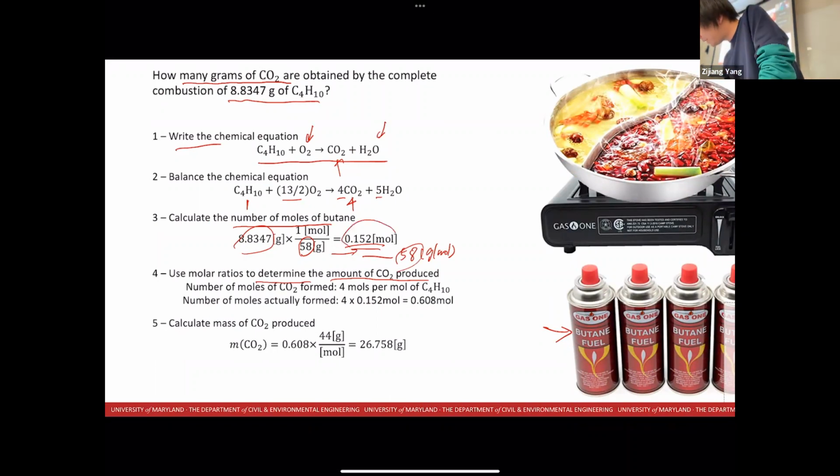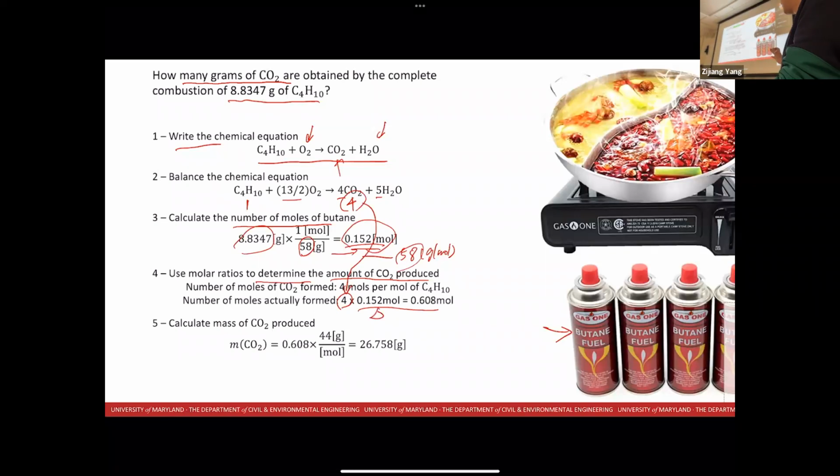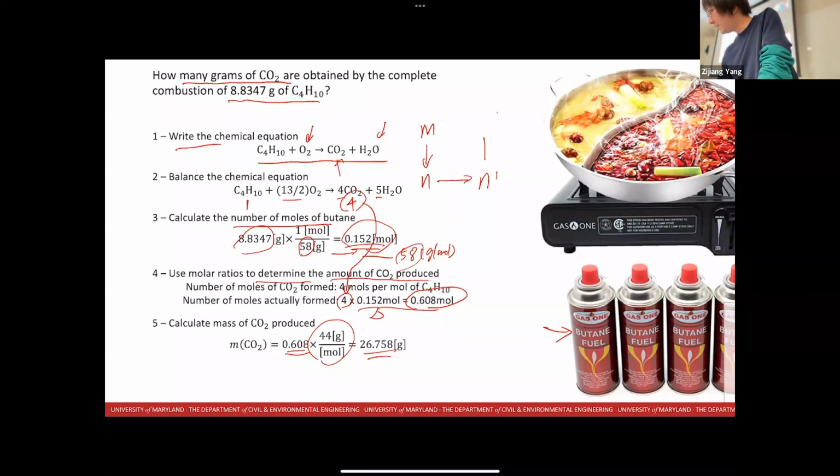So we use this coefficient here to multiply the moles of butane, and then we can get the moles of CO2. And finally, we use the moles of CO2 times its molecular weight to obtain the mass of CO2. So basically, we use the mass to calculate the moles, and the moles to calculate another mole. And then we use the moles to calculate the mass that we want.